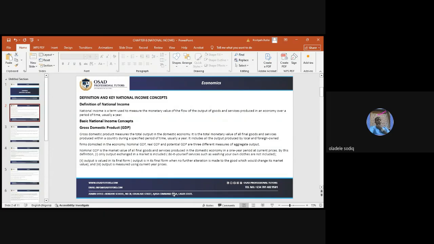For example, if I ask you what is your domestic economy? Your domestic economy is Nigeria. That is your country. That is what we mean by domestic economy. Economy here is talking about your country. So GDP measures the total output in the domestic economy. It is the total monetary value. GDP is the total monetary value of all final goods. Please take note of that. All final goods and services produced within a country during a specified period of time, usually a year.